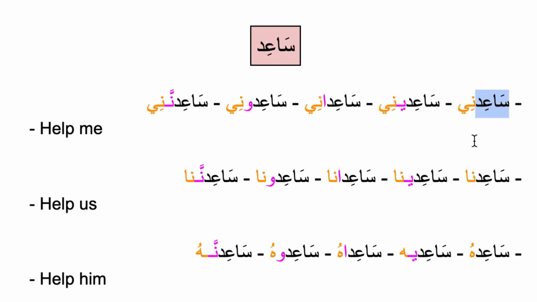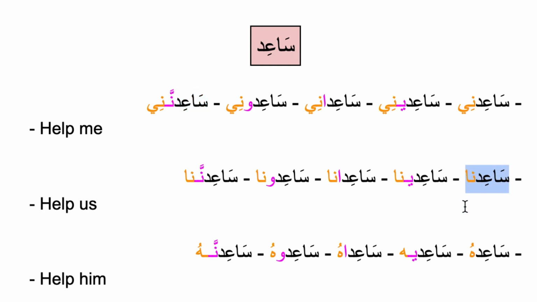For example, Sa'id, help. Sa'idni, help me, when you ask a singular male to help you. Sa'idi, help. Sa'idini, help me, when you ask a singular female to help you. Sa'ida, help. Sa'idani, help me, when you ask dual to help you. Sa'idu, help. Sa'iduni, help me, when you ask group of male to help you. The last one, Sa'idna, help. Sa'idnani, help me, when you ask a group of female to help you.